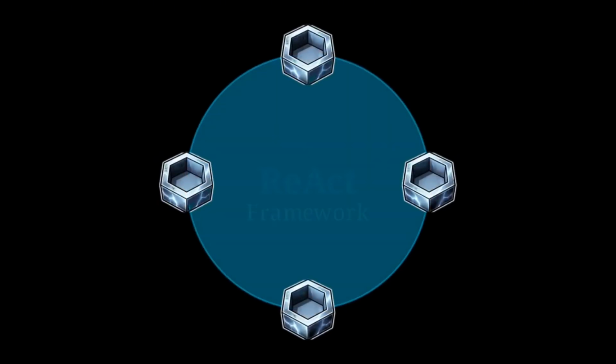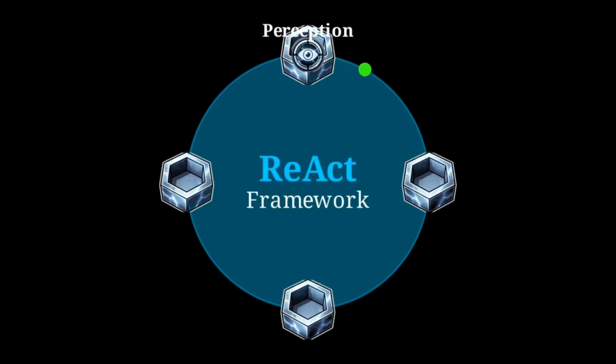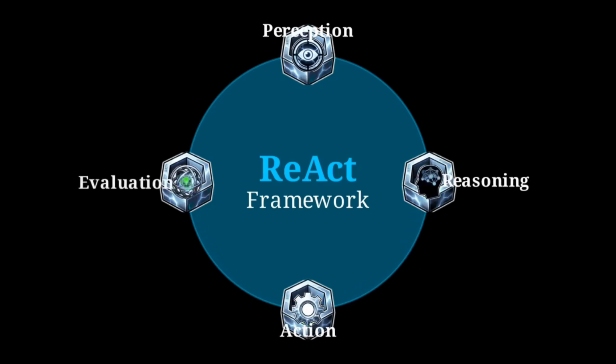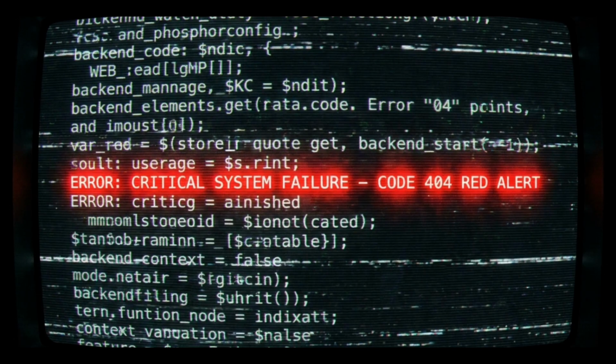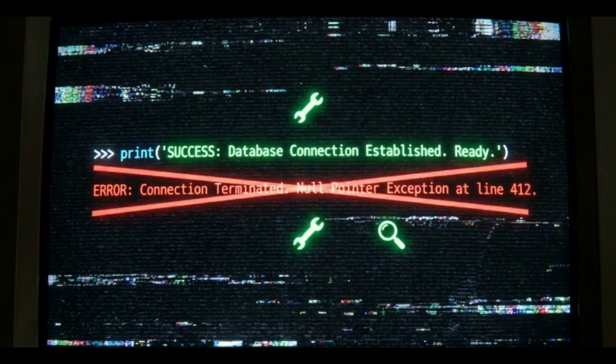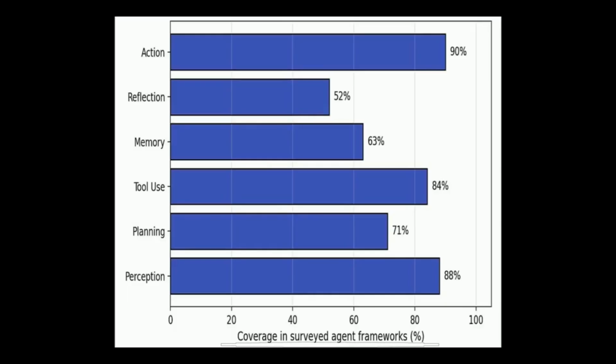The architecture separating an autonomous agent from a chatbot is a closed loop called the ReAct framework. Perception reads the environment and ingests your goal. Reasoning breaks that goal into logical subtasks. Action executes the first task. Finally, evaluation feeds results back into perception. This creates continuous self-correction. If an action fails, say a line of code throws an error, the agent sees the failure, recalculates a new approach, and tries again, without ever asking you for help.